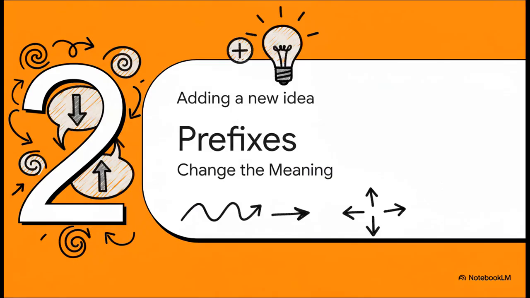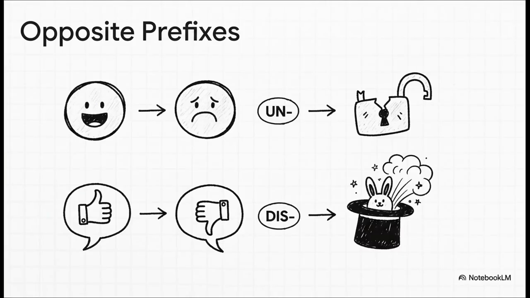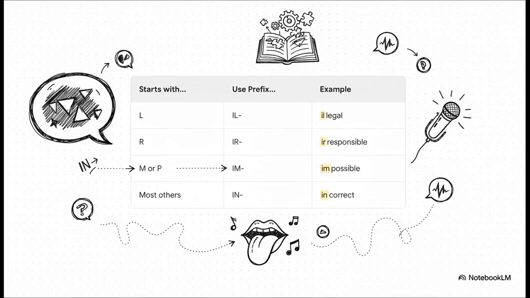All right, let's zoom in on prefixes first. Think of these as your meaning shifters. They can take a word and totally flip its meaning on its head, or maybe just add a new layer to it. The prefixes you're going to see most often are the ones that create opposites. UN and DIS are absolutely everywhere. UN pretty much always means not, like in unsafe, and DIS usually means the opposite action, like to disagree is the opposite of agreeing.